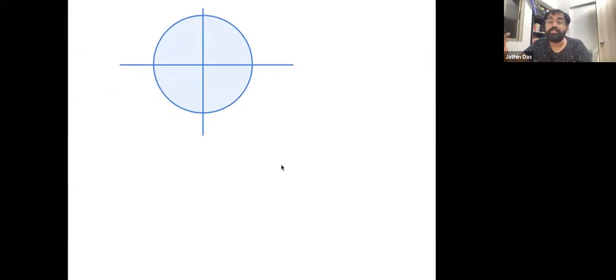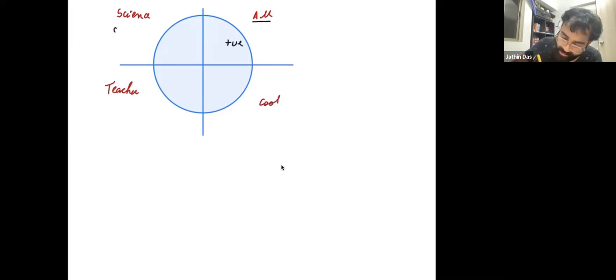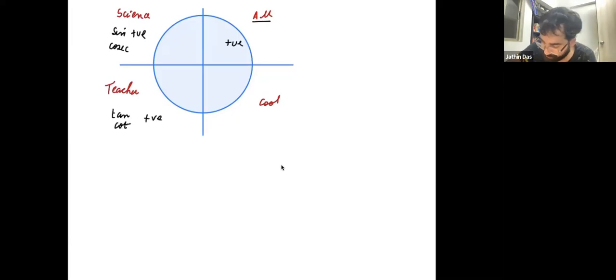So we just make a mnemonic. All silver teacups, all science teachers are cool. I say: all, science, teachers, are cool. So in this, all are positive. Here only sin is positive. Here tan, and you understood. Sin is positive, matlab cosec is also positive. Tan and cot are positive. And here cos and sec are positive. That's how we do it. Is it much clearer? Yeah. Okay.